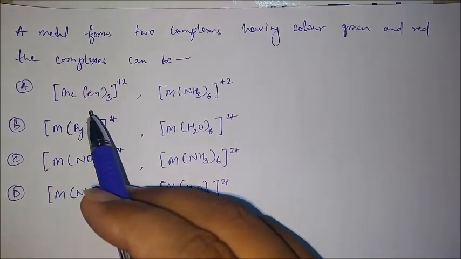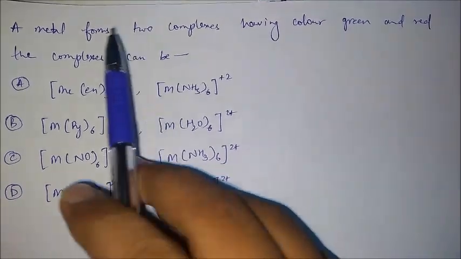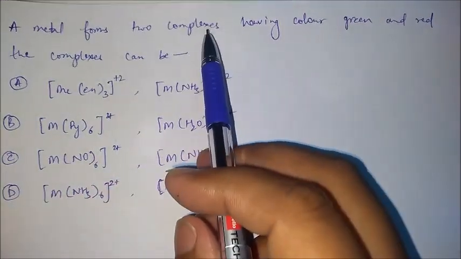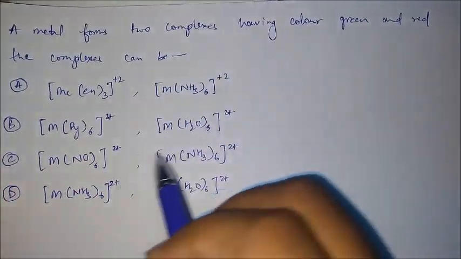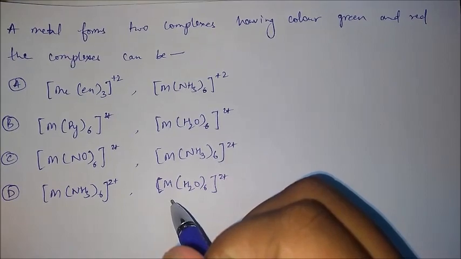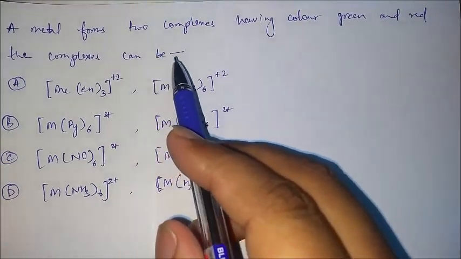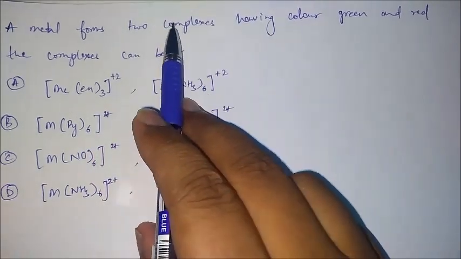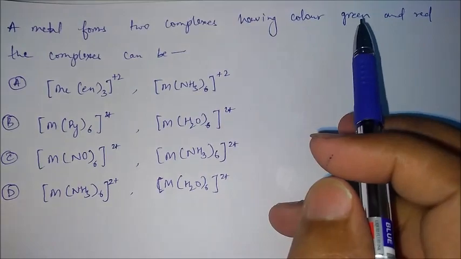Alright, so let's take this question and see how this concept has been applied. The question says that a metal forms two complexes having color green and red, and you have different pairs of complexes, and you have to tell which of these is the correct option. So the metal is forming two complexes, and the colors are green and red.